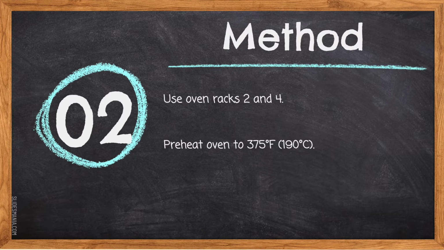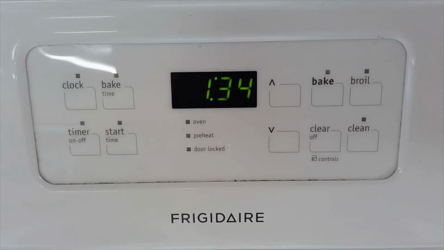Step 2. Use oven racks 2 and 4. Preheat oven to 375 degrees Fahrenheit or 190 degrees Celsius. Putting your cookies in an oven at a higher temperature will cause them to bake up firmer, faster, and set up in their shape, preventing them from spreading out into a thinner shape. 375 degrees means our cookies will be thicker with chewier bottoms.